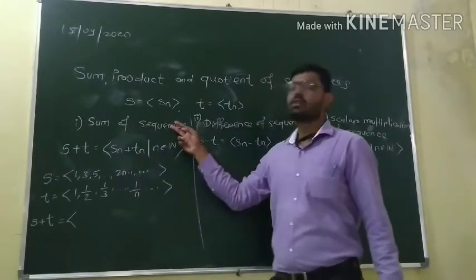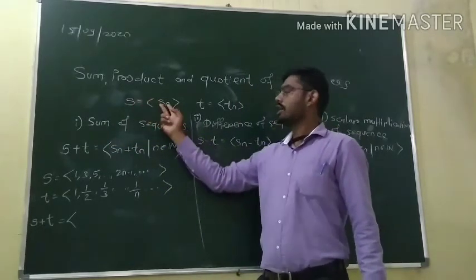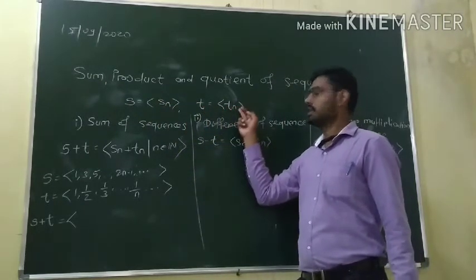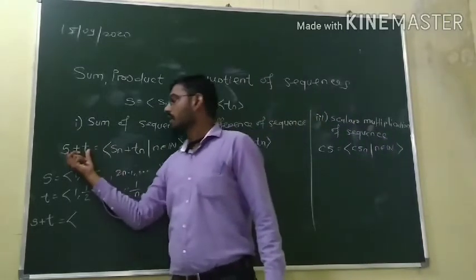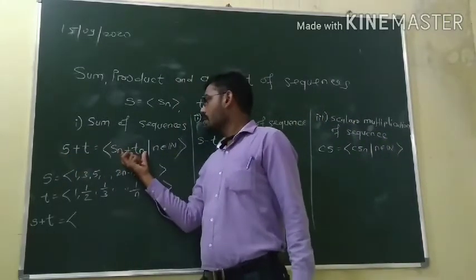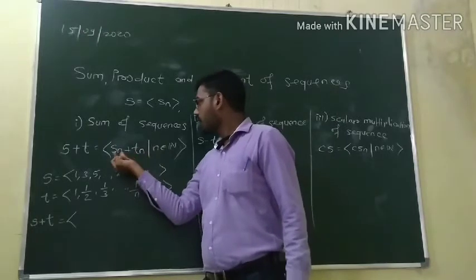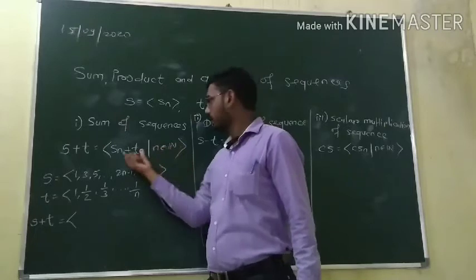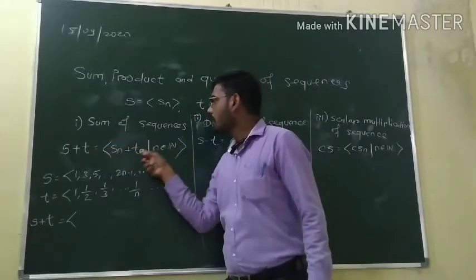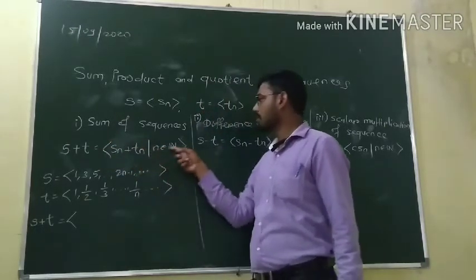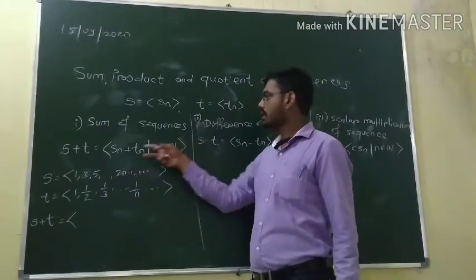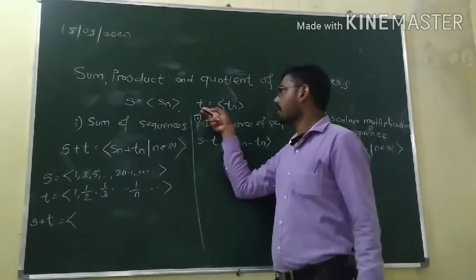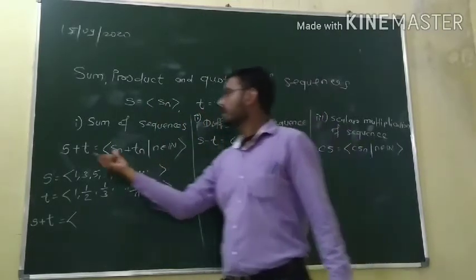Suppose we are given two sequences. One is S, defined by the n-th term Sn, and another sequence T whose n-th term is Tn. Then their sum is nothing but adding the sequences term by term. That is, add the first term, then add the second term, and so on. The general term is the sum of the n-th terms, where n belongs to the natural numbers. So just add each term: the first term of S and the first term of T become the first term of S plus T.